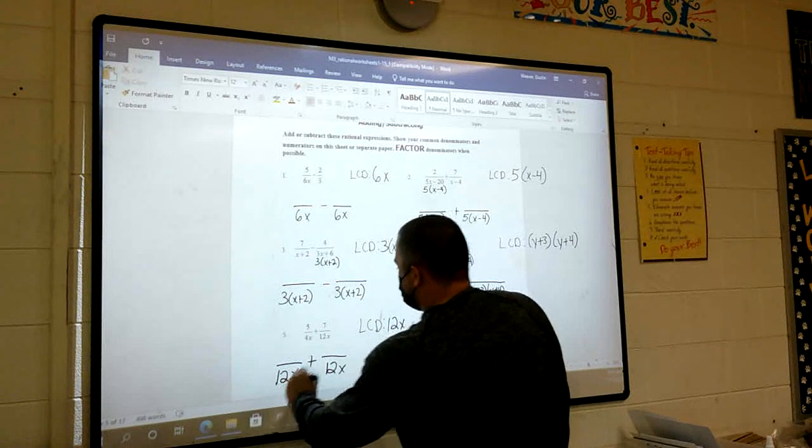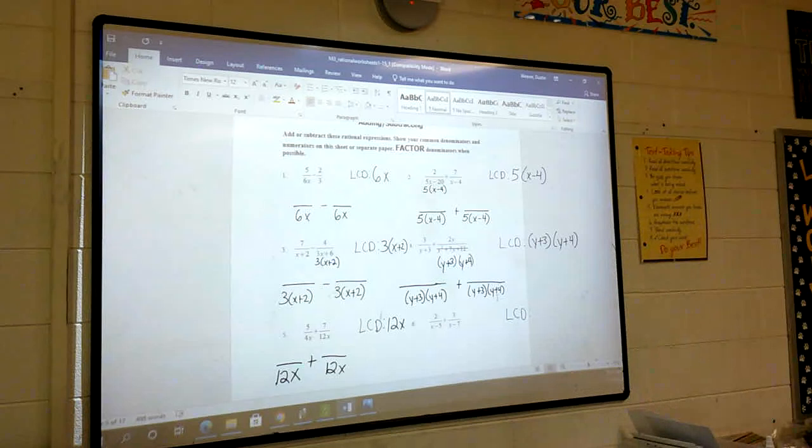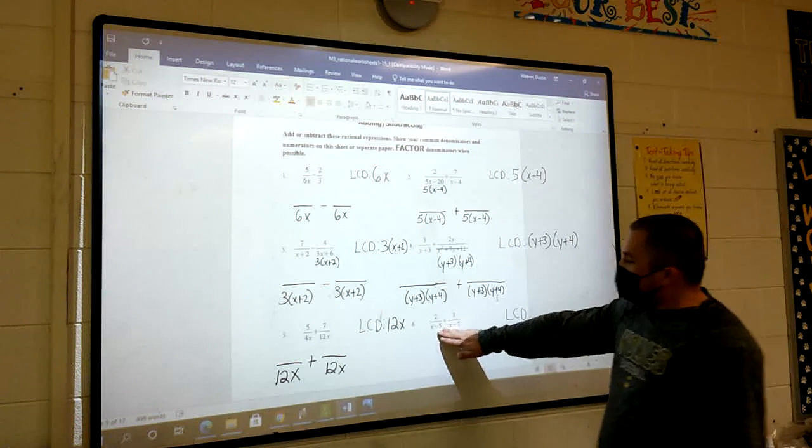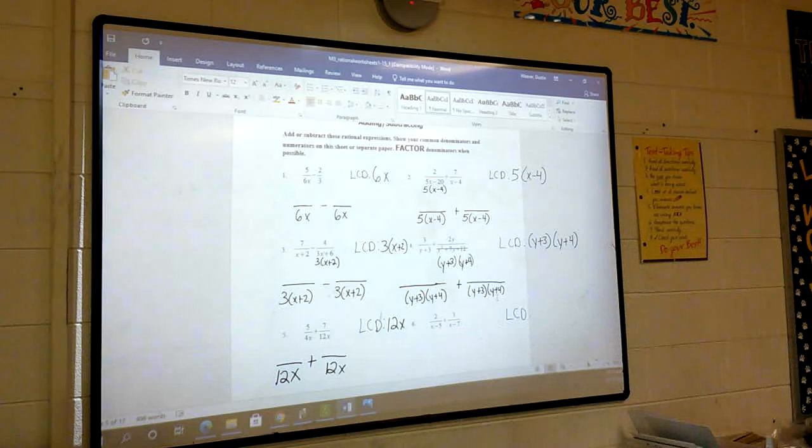So the first fraction is good. Or the second fraction, sorry, is good. It already has 12x. The first fraction only has 4x. So we've got to figure out what do I multiply it by to get to 12x. That's it.